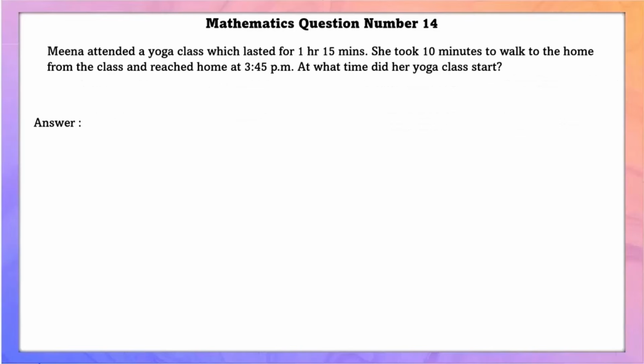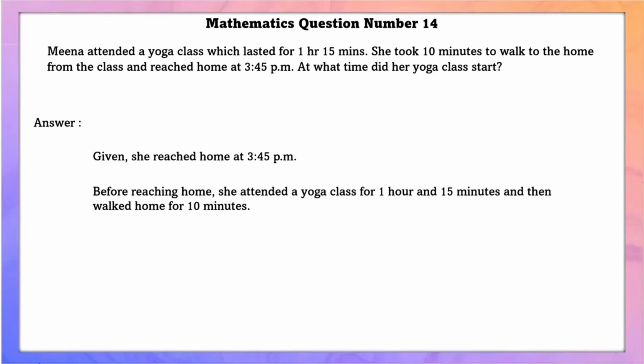Mathematics question number 14. Meena attended a yoga class which lasted for 1 hour 15 minutes. She took 10 minutes to walk to the home from class and reached home at 3:45 p.m. At what time did her yoga class start? Given she reached home at 3:45 p.m.